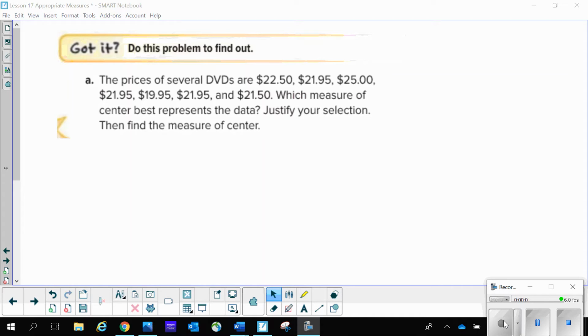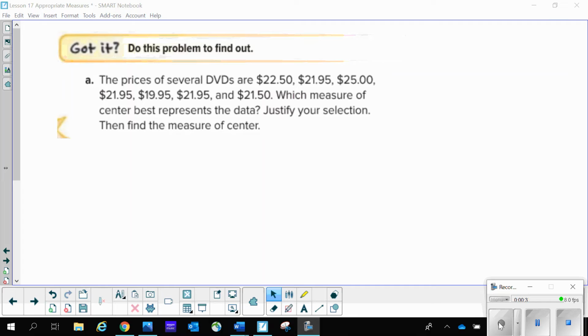All right, it is your turn. The next problem says that the prices of several DVDs are $22.50, $21.95, $25, $21.95, $19.95, $21.95, and $21.50. Which measure of center best represents the data? Justify your selection, and then also find the measure of the center. Pause the video and come back when you have your complete answer.